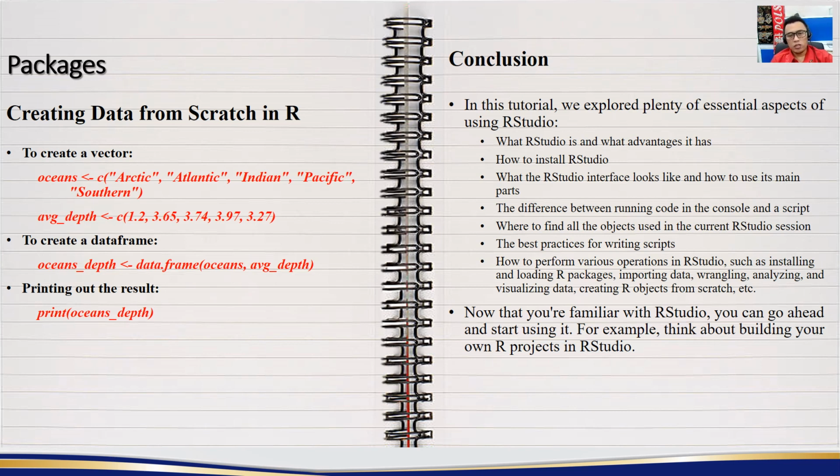So in conclusion, in this tutorial, we explored plenty of essential aspects of using RStudio, such as what RStudio is and what advantages it has, how to install RStudio, what the RStudio interface looks like and how to use its main parts, and the difference between running code in the console and the script. We also covered where to find all the objects used in the current session, the best practices for writing scripts, and how to perform various operations in RStudio, such as installing and loading packages, importing data, wrangling, analyzing, and visualizing data, creating R objects from scratch, etc.